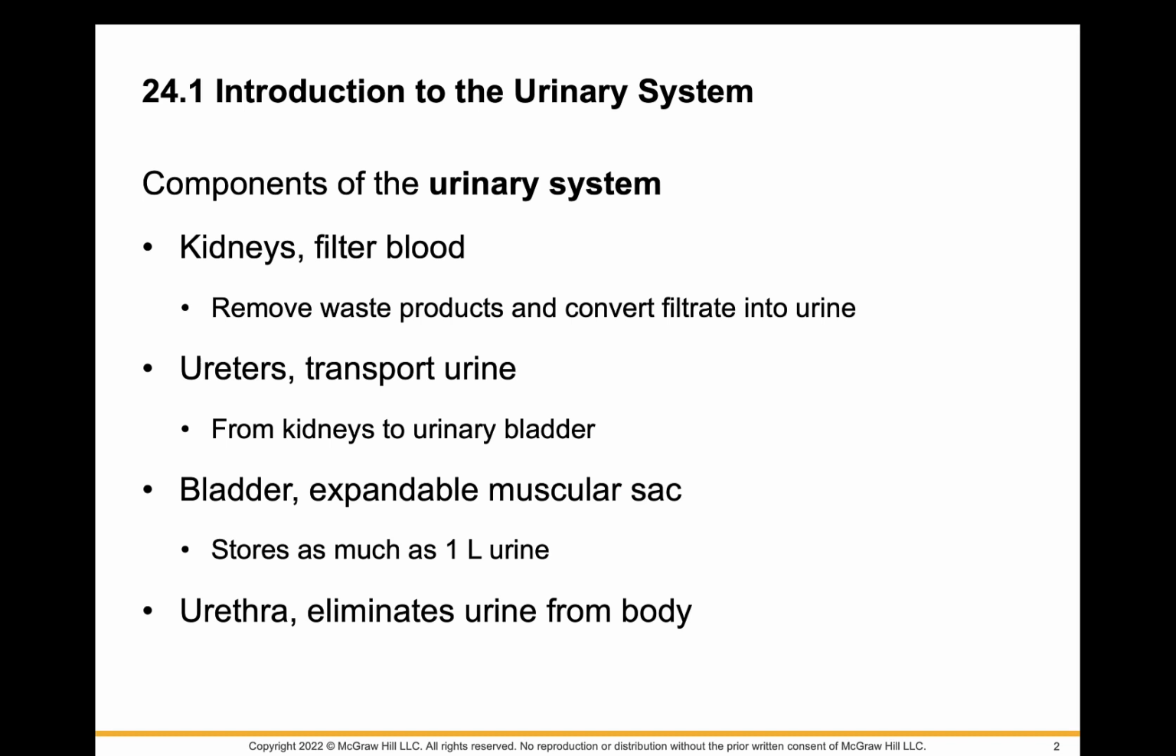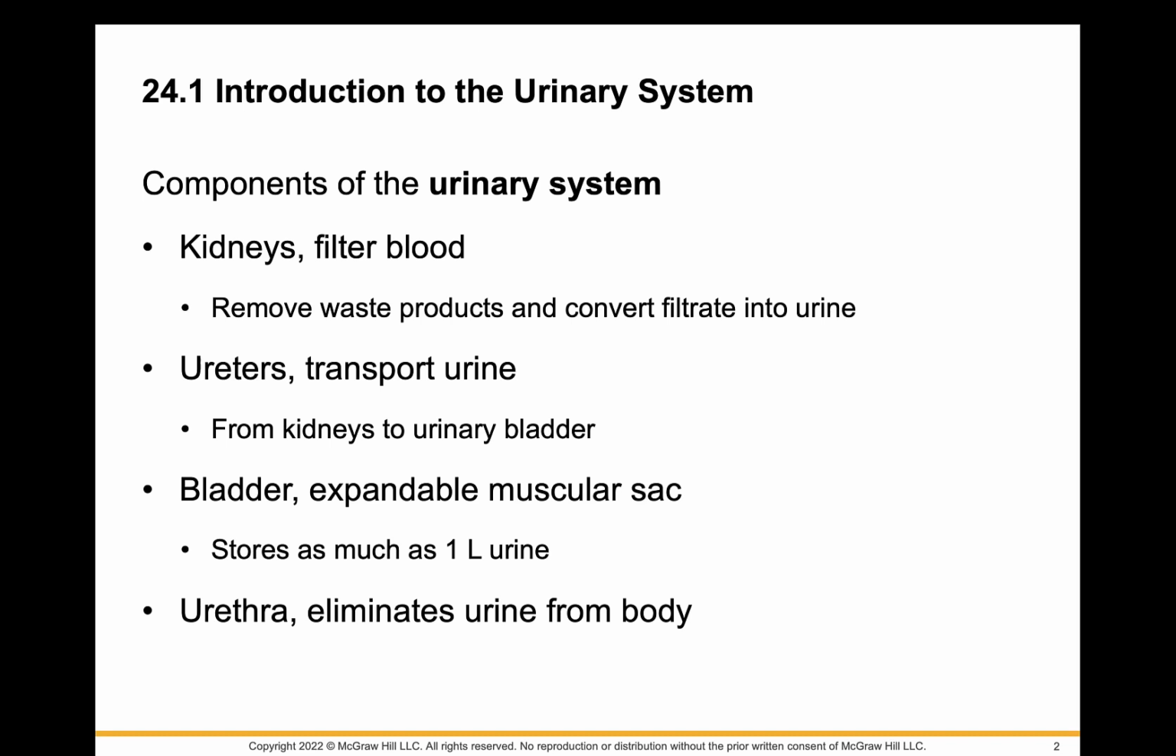Now, before we go into more detail about the kidney, we really need to address what are the components that actually make up the urinary system. And first that we have to look at is the kidneys. Kidneys are the workhorse of the urinary system. They primarily are responsible for removing waste products and converting filtrate into urine. So think of them as our filter for blood.